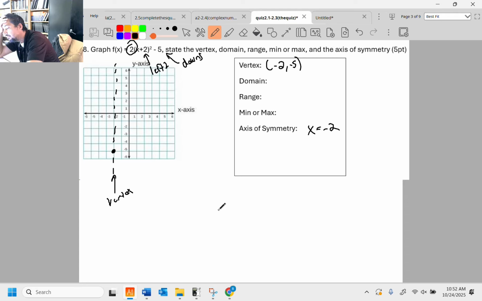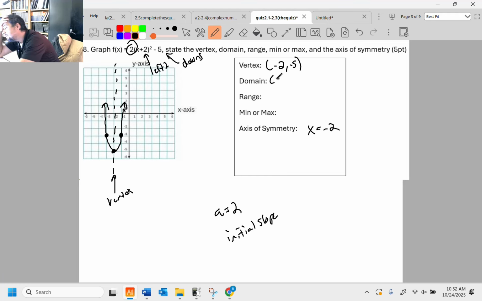Here's a 2. A is 2. That's initial slope. Always has been, always will be. Not permanent slope, it's initial slope. So within one block of the vertex, you get to rise 2 and run 1. I did not ask you to find anything else. You were not supposed to find anything else other than domain, range, min or max, and so on.